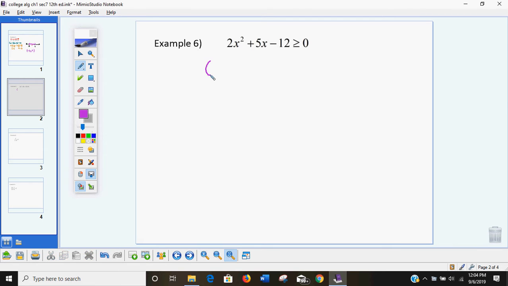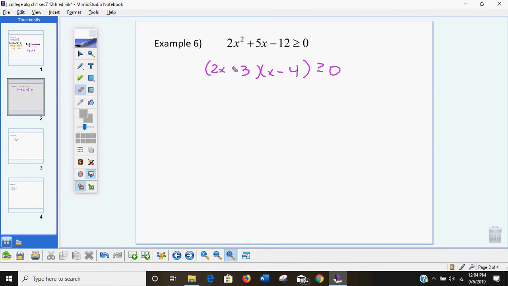Now to get the 2x squared, you need a 2x and an x. And then you want to find the factors of negative 12 that are going to give you a 5 in the middle. So let's try positive 3, negative 4. On this one, it gives me 2x squared, then negative 8x, positive 3x, and a negative 12. Now, a negative 8 and a positive 3 gives me a negative 5.